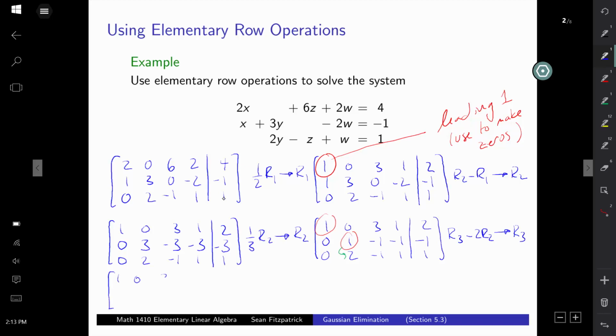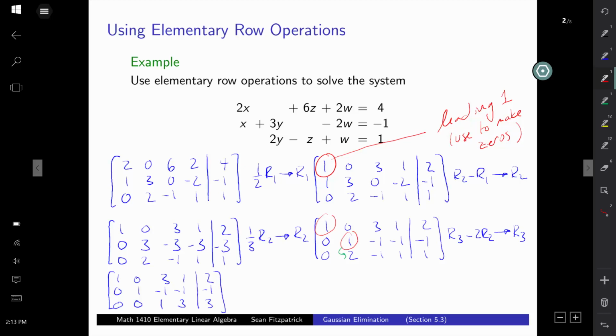So I'm leaving row 1 alone. Let's recopy that. I'm leaving row 2 alone, so we recopy that. Now 2 minus 2 gives me my 0. Minus 1, so everything else multiplied by minus 2 is going to give me a plus 2. So minus 1 plus 2 gives me a 1. 1 plus 2 gives me a 3. 1 plus 2 gives me a 3.